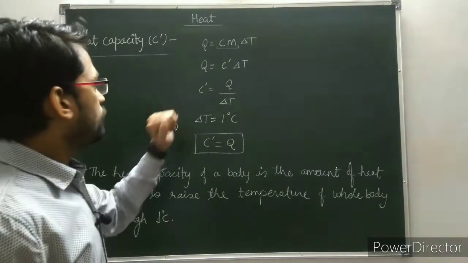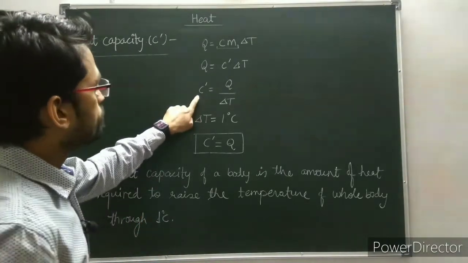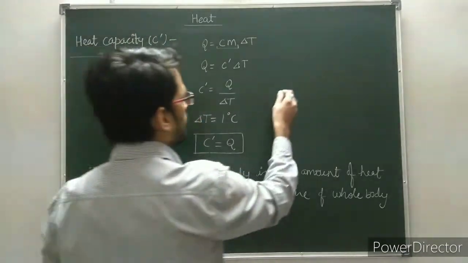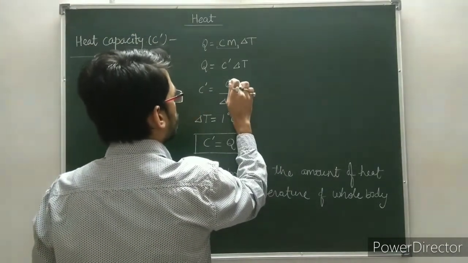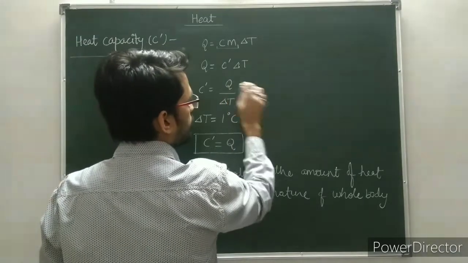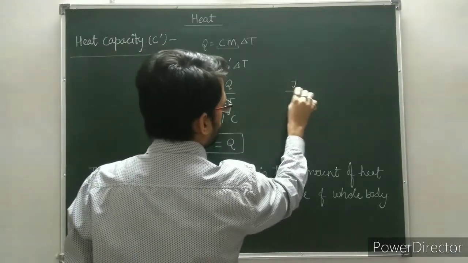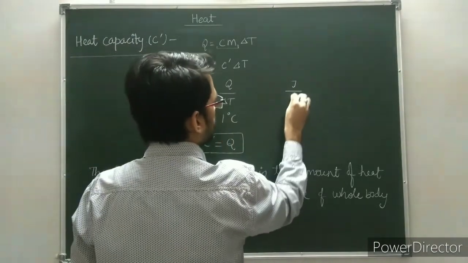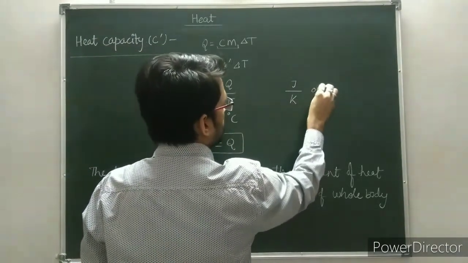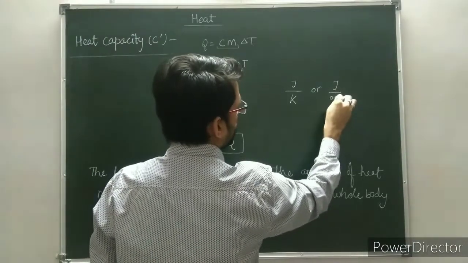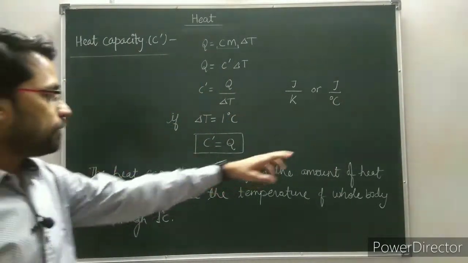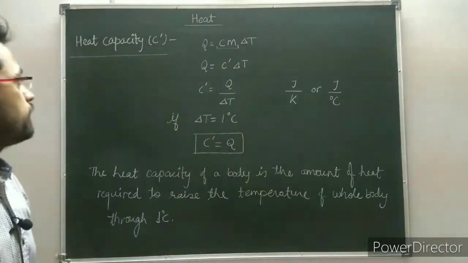Now come to the unit of heat capacity. From this expression we can write the unit of heat capacity: the unit of heat is joule, divided by the unit of change in temperature, which is Kelvin or degree Celsius. So we can write joule per degree Celsius. This is the unit of heat capacity.